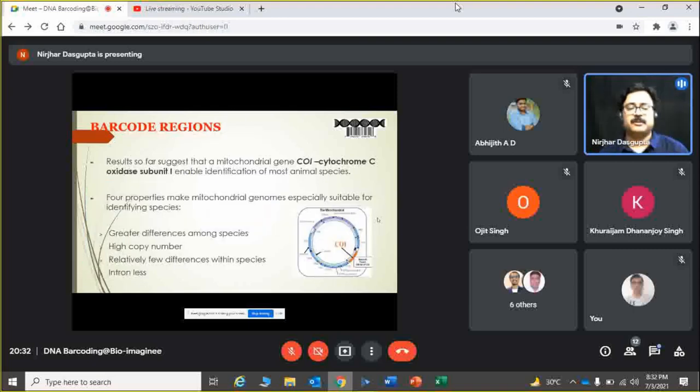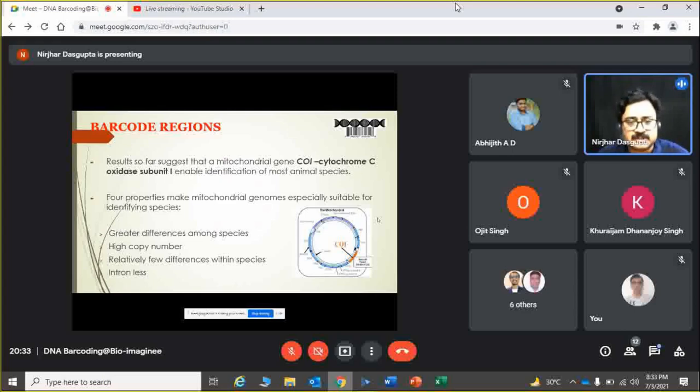Now, what are the regions, genes or locus which can be used for the barcode? For animals, it is very widely accepted that COI, cytochrome C oxidase subunit 1, a mitochondrial gene, is used for identification of most animal species. This gene was able to distinguish the maximum of the animals, so that is why it is universally accepted.